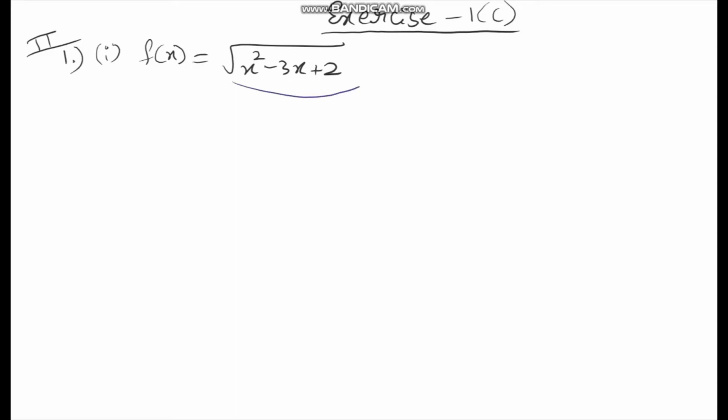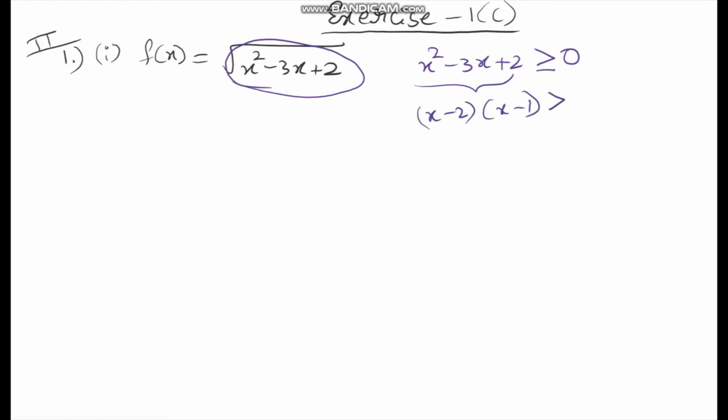For this function to exist, x square minus 3x plus 2 should be greater than or equal to 0. It should always be positive or equal to 0. Factorizing this, I'll get x minus 2 into x minus 1 more than or equal to 0. So x should be more than or equal to 2, or x should be less than or equal to 1.